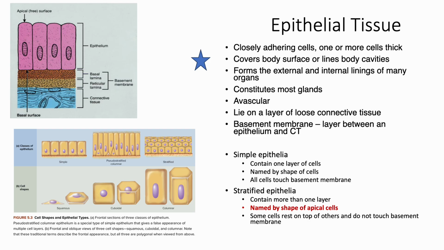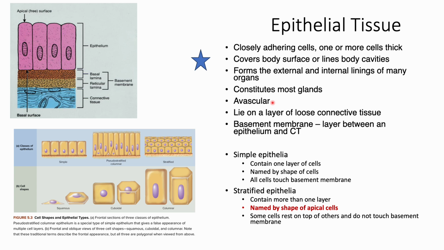All right, good. So we're starting off with our first class of tissue, epithelial tissue. These are closely adhering cells, 1 or more cells thick. So once you see cell, right next to cell, right next to cell, right next to cell, epithelial tissue. It covers body surfaces, it lines your body cavities, it makes up your glands, and it is avascular. What does avascular mean? A means without, vascular means without blood vessels, so it does not have any blood vessels.